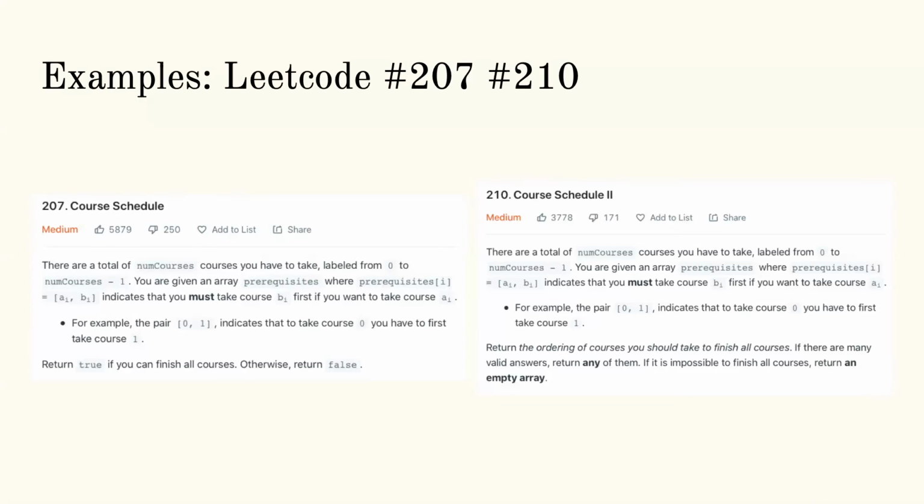But if it is a DAG, then it means that there are no cycles in the dependencies and you can finish all the courses. So for problem number 210, what you need to do is not only making the decision of whether you can finish all the courses or not, but also return an ordering of the courses you need to take.